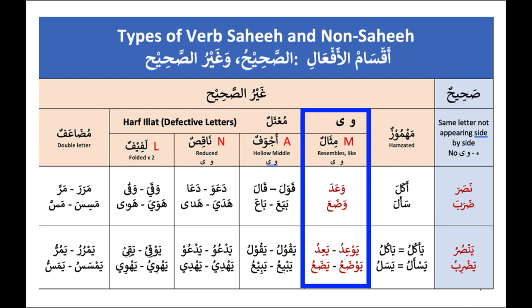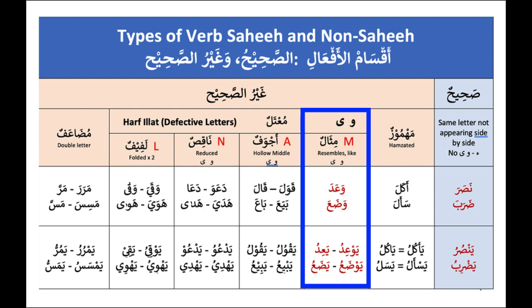And we remember the order of these 4 types of mu'talun verbs, misal, ajwaf, naqis, and lafif, by 4 letters. M for misal, A for azwaf, N for naqis, and L for lafif. Try to remember the order of 4 mu'talun verbs by remembering 4 letters: M-A-N-L, manal. M is for misal, which comes first. It means first letter is one of these harf-illat, waw or ya.